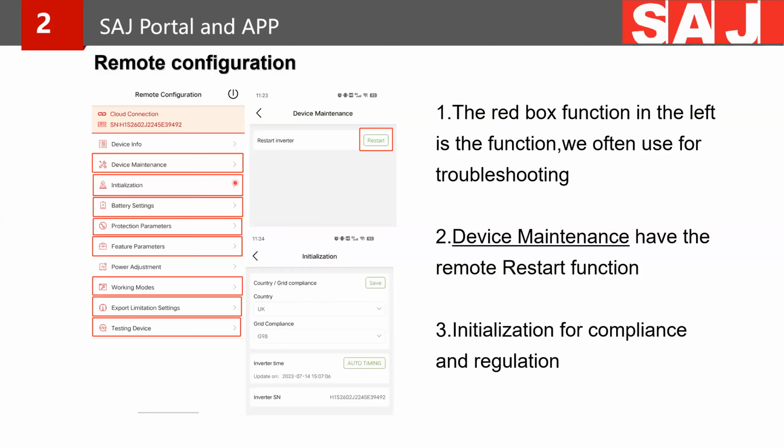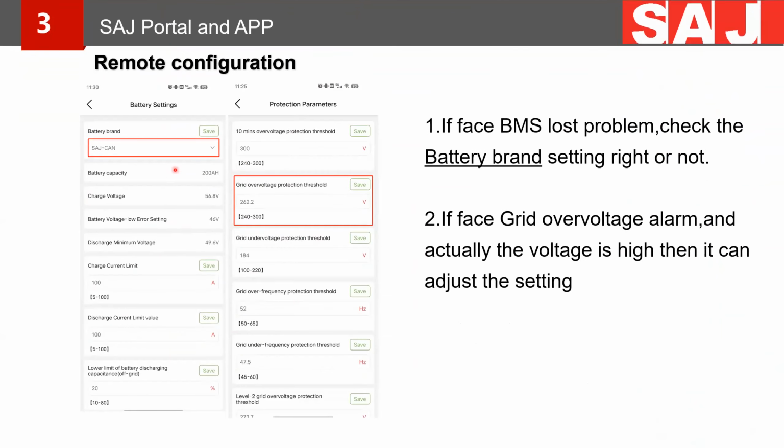The second is the initialization. It's about the grid compliance. As we mentioned just now, we need to set the correct grid compliance as needed. For example, this is the UK's grid compliance. And then we set the auto timing. Here are the battery settings. As we introduced just now, we can set the battery brand, and in Australia, the default is SAJ.